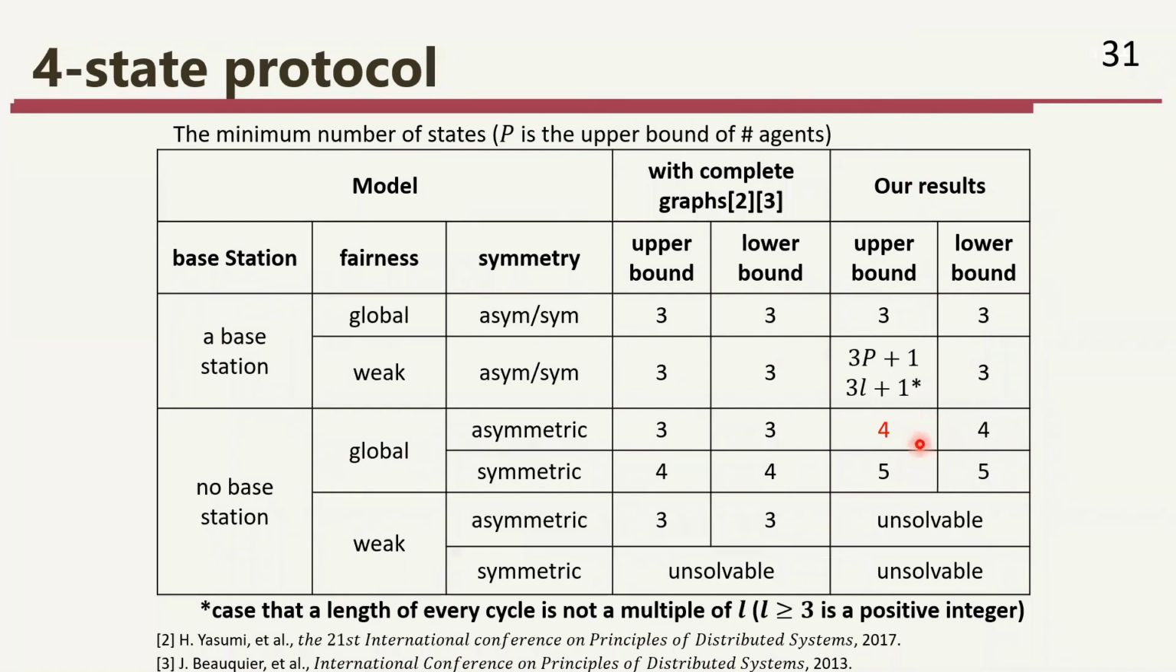Finally, I explain a 4-state protocol. This protocol is asymmetric and works under global fairness with no base station. The difference between this protocol and the previous protocols is the existence of the base station.